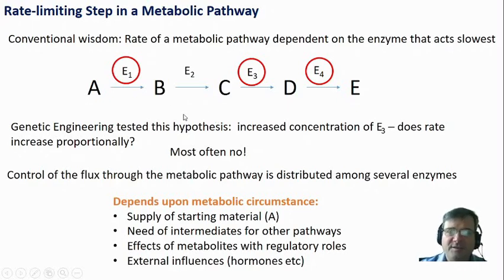And there may actually be external influences upon this pathway too, such as hormones, insulin or glucagon, for example, which may actually affect the activity of particular enzymes. So all of these things can then affect the rate limiting step within a metabolic pathway. So determining the flux is a bit more complicated than just looking to see which enzyme has the slowest catalysis rate.